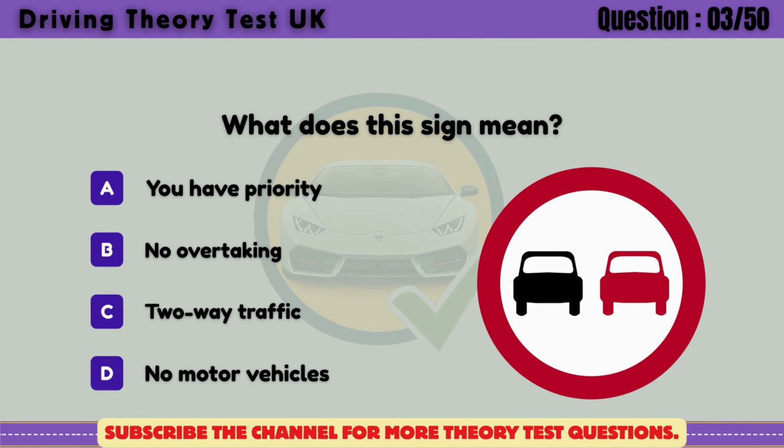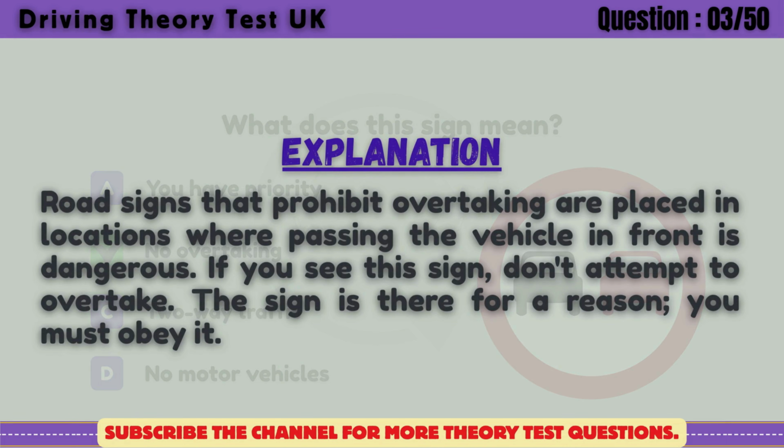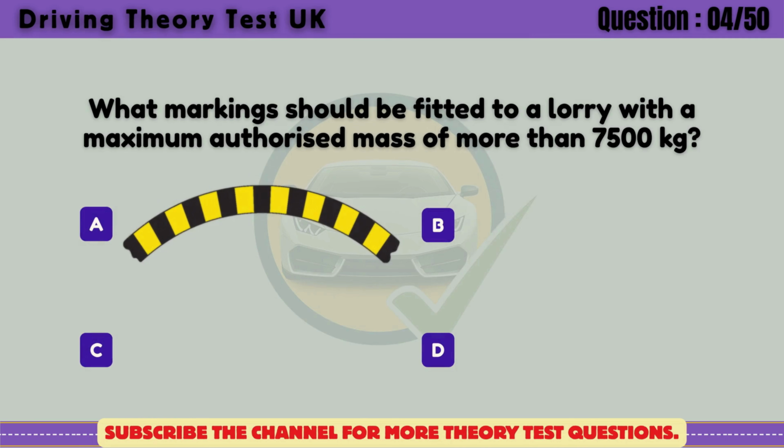Question 3. What does this sign mean? Option A. You have priority. B. No overtaking. C. Two-way traffic. D. No motor vehicles. Answer is B. No overtaking. Road signs that prohibit overtaking are placed in locations where passing the vehicle in front is dangerous. If you see this sign, don't attempt to overtake. The sign is there for a reason. You must obey it.